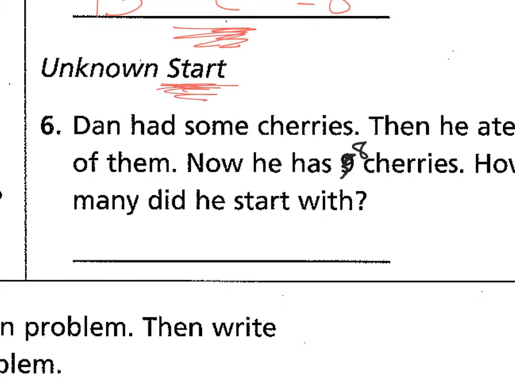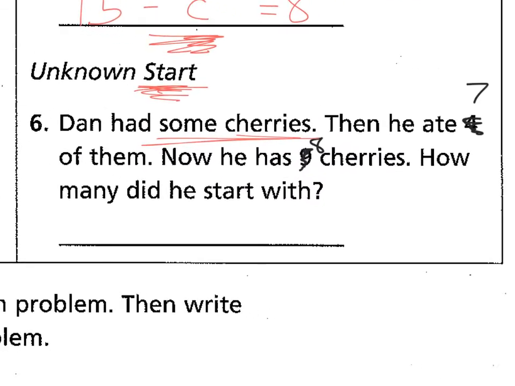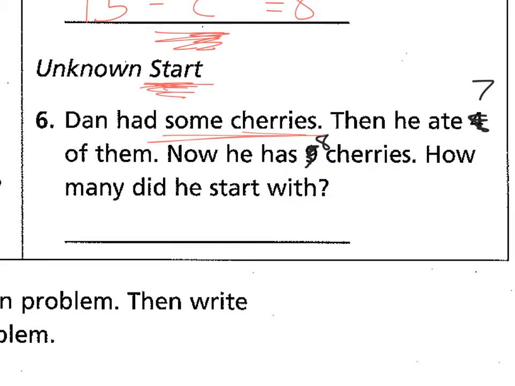I wonder where I'm going to put my variable this time. Probably at the start. Dan had some cherries. Okay, so I visualize him holding cherries, but I don't have a number in my head because it doesn't tell me. Then he ate 7 of them. All right, he had some, he ate 7. Now he has 8 cherries. So I'm visualizing after he ate the 7, he still got 8 left. How many did he start with?